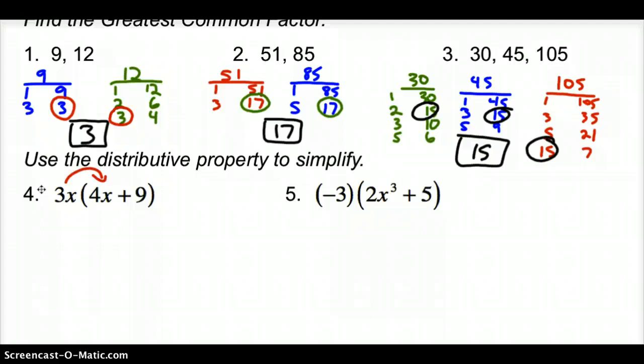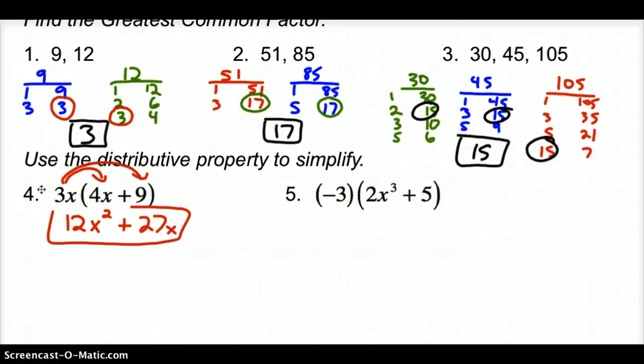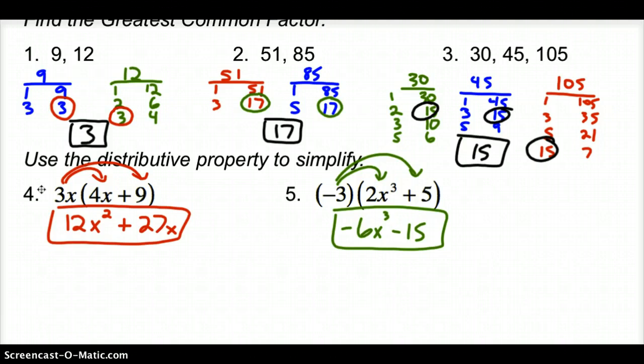All right, so 3x times 4x, remember, we'll multiply the coefficients together first to get 12, then x times x will give us x squared. Then we take the 3x times the positive 9 here, and that will give us a positive 9 times 3 is 27, and then I'll attach the x, and this is going to be my final answer. Pretty easy, okay? And then finally, again, we'll distribute the negative 3 this time, so negative 3 times 2 will give us negative 6, and then the x to the third we must attach onto there. And then finally, we have negative 3 times positive 5 here is going to give us a negative 15, and that will be our very final answer.